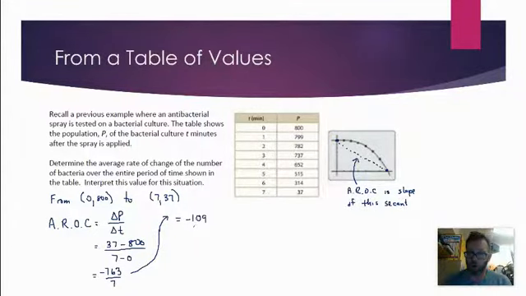What's the interpretation of this? So again, that's the slope of the secant. It's the average rate of change. And what's the interpretation? On average, 109.